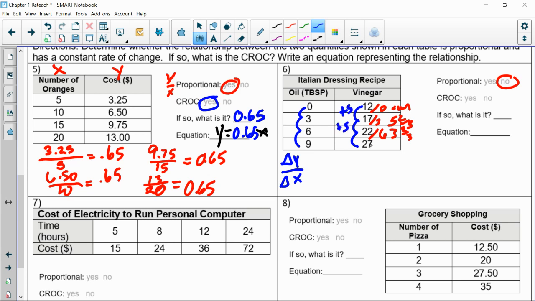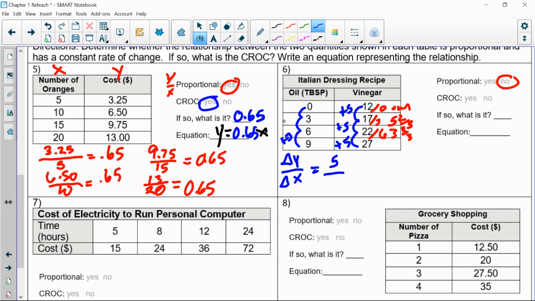And 22 to 27. Now, if you can't figure out how you got there, take the highest number and subtract. You can work backwards. Take 27 minus 22. That gives me 5. All right, so my change in y is consistently 5. Now, if these were not consistent, we would not have a constant rate of change, because that's the whole point, being constant. All right, so 9 minus 6, 3.